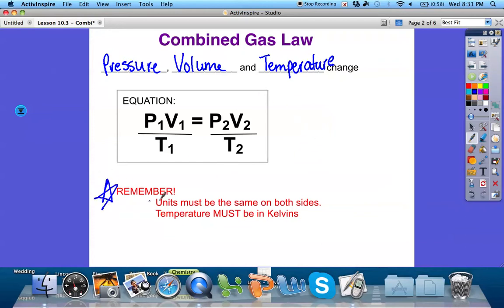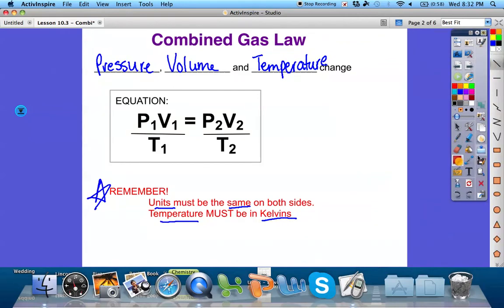Remember, your units must be the same on both sides. Whatever unit of pressure you have on the left, you have to have the same unit of pressure on the right, as well as for volume. And temperature must always be in Kelvin.